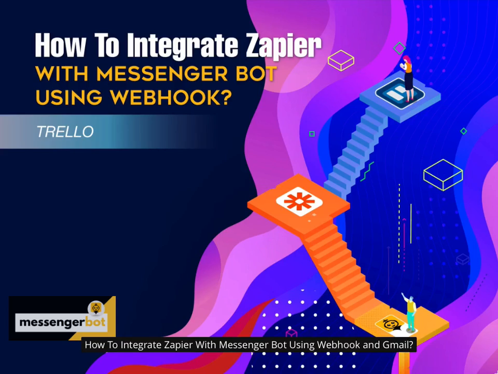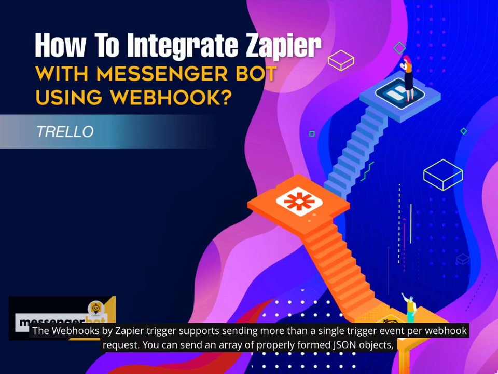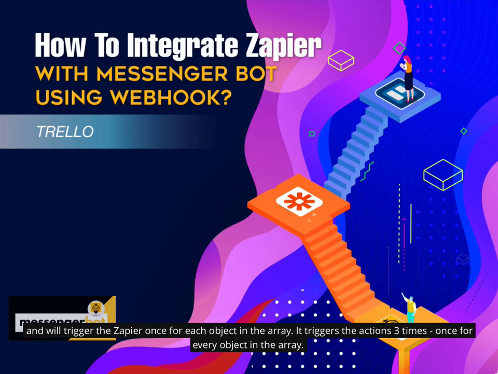How to integrate Zapier with Messenger bot using Webhook and Gmail. The Webhook by Zapier trigger supports sending more than a single trigger event per webhook request. You can send an array of properly formed JSON objects, and will trigger the Zapier once for each object in the array. It triggers the actions 3 times, once for every object in the array.